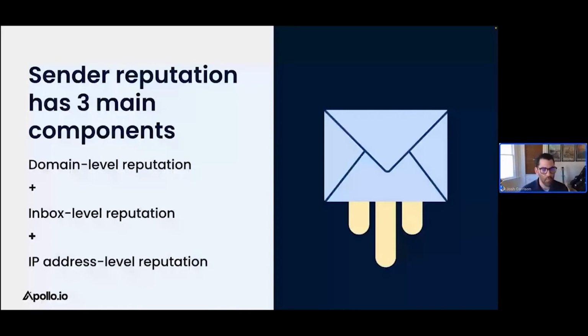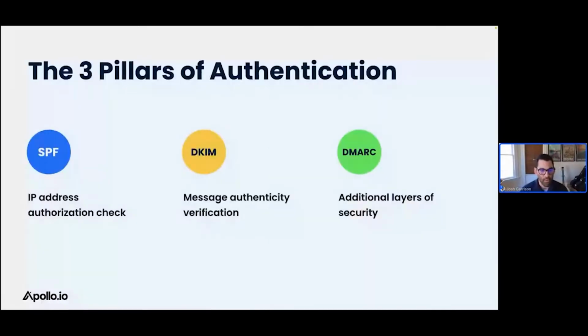So we're going to start with the domain. There are three pillars of authentication from your domain, okay? These are essentially cryptographic techniques that good actors, people who send legitimate email, all engage in to let the rest of the internet and the rest of the email world know that they're not a bad actor, not a spammer or a spoofer or a phisher. So these three things are SPF, DKIM, and DMARC, okay?